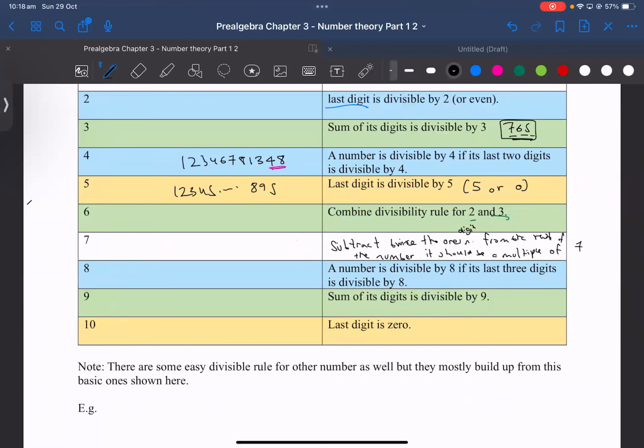8. A number is divisible by 8 if its last 3 digits are divisible by 8. So if I give you something like 1 3 1 2 8 4 9 3 1 5 0 2 4. Is this a multiple of 8? Yeah. 24.